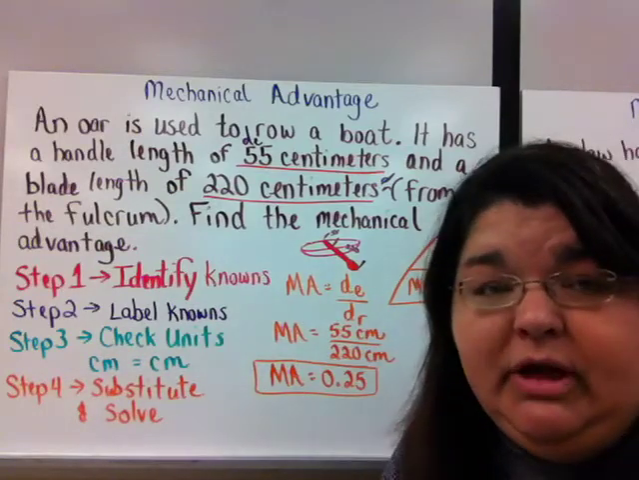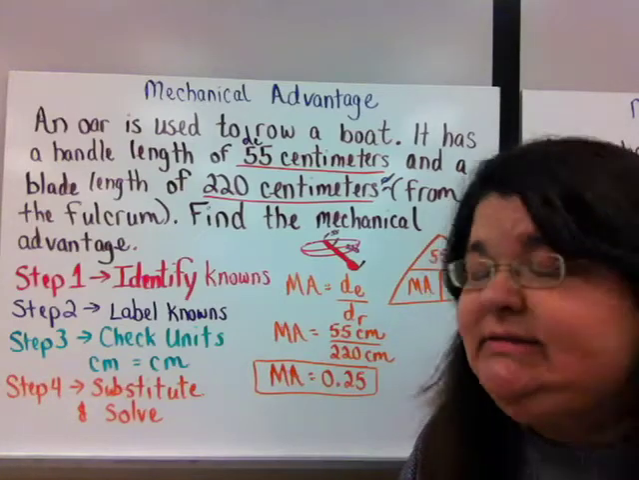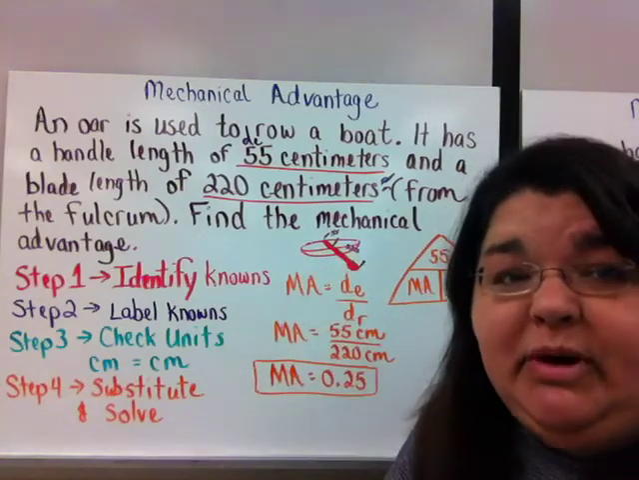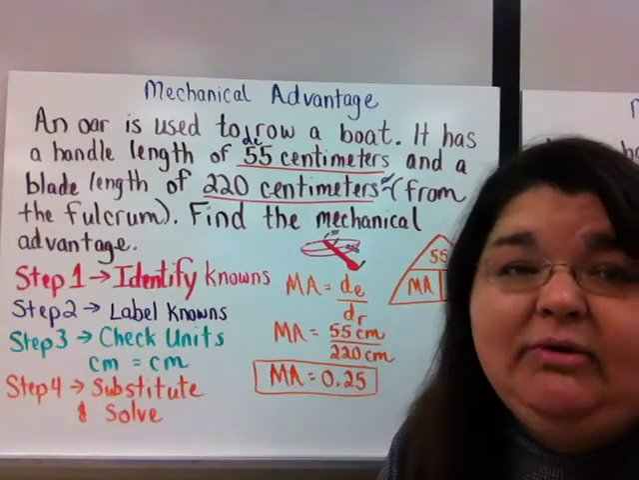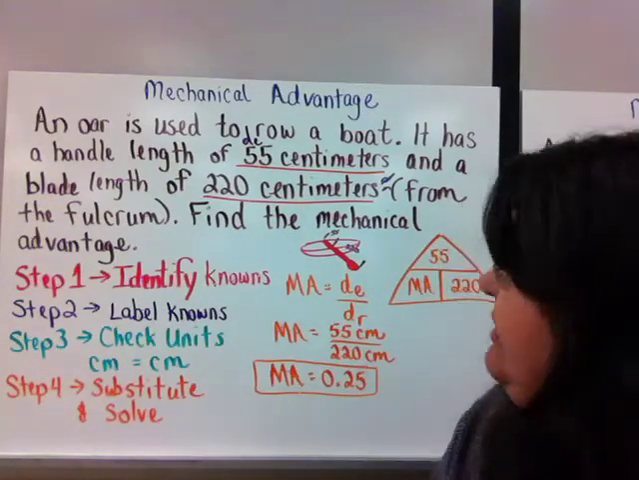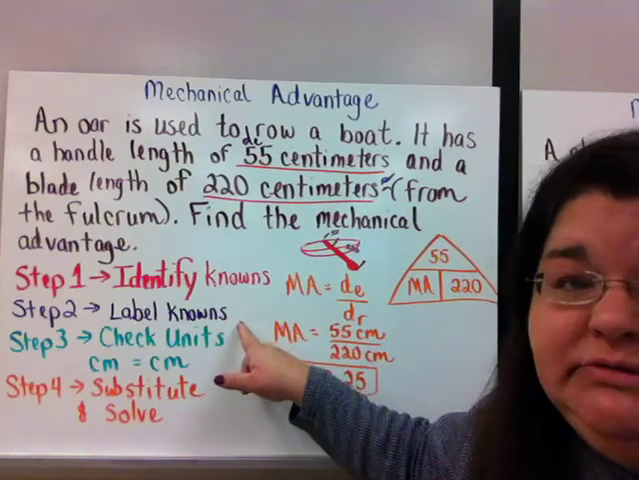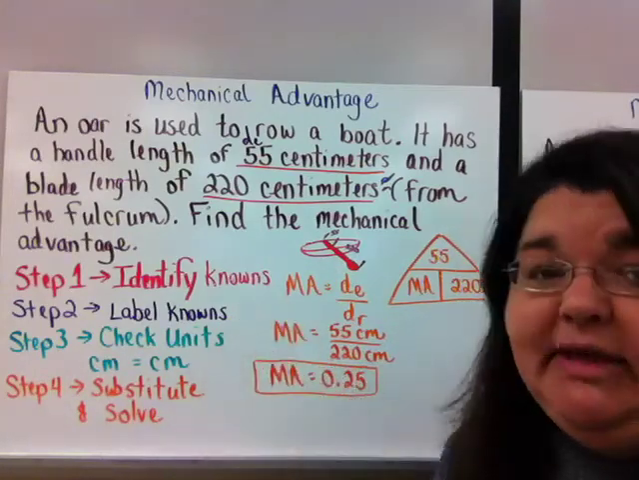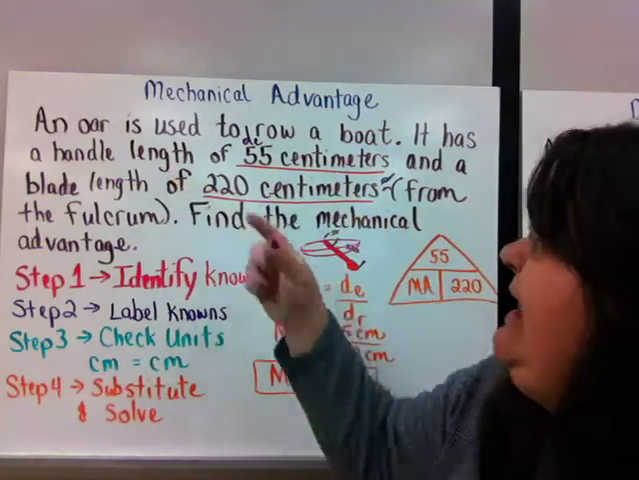Where's the fulcrum on an oar? Well, it's right there where the oar rests on the edge of the boat. That's where it will rotate as I row my boat to shore. Now, labeling the givens is the second step, just like it was in the first problem. So 55 centimeters from the handle.